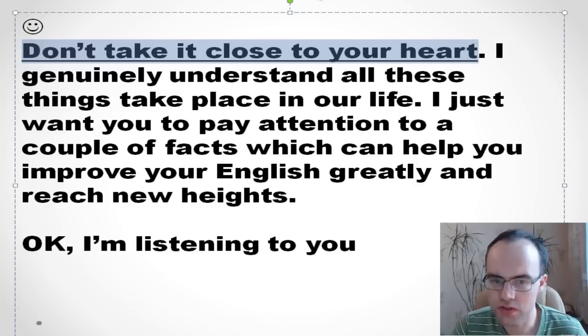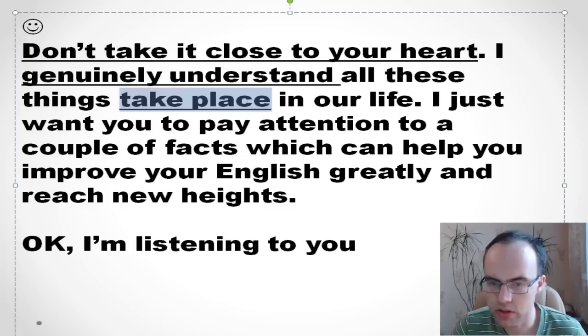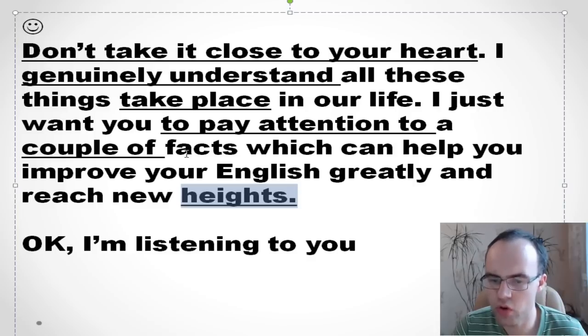I generally understand all these things take place in your life. I generally understand means I really understand, so I truly understand. All these things take place, it means they exist in our life. So they happen. These things exist in our life, it's true. I just want you to pay attention to a couple of facts. Pay attention means that I just want you to look at a couple of facts. Couple of means two facts which can help you improve your English greatly and reach new heights. New heights means reach a new level, so a more advanced level. Okay?